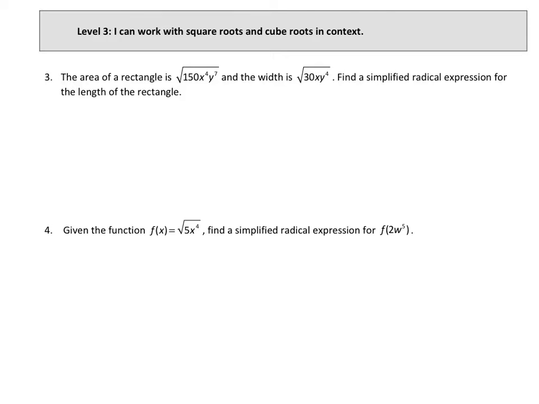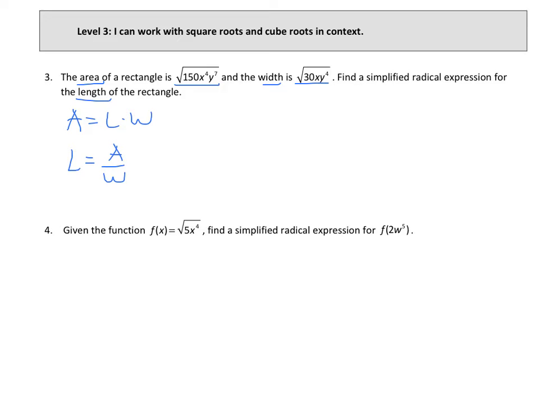In this first example, they give us an expression for the area of a rectangle, and they give us another expression for the width of the rectangle. And it says to find a simplified radical expression for the length. So when we work with the area of a rectangle, we use the formula area is length times width. In this problem, we're trying to find the length. And we know the area and we know the width. We can do the area divided by the width to get the length.